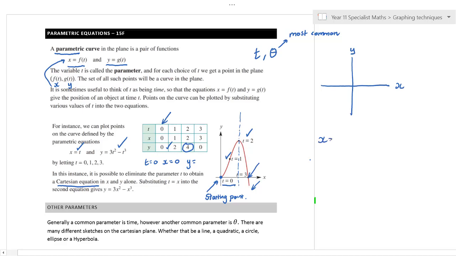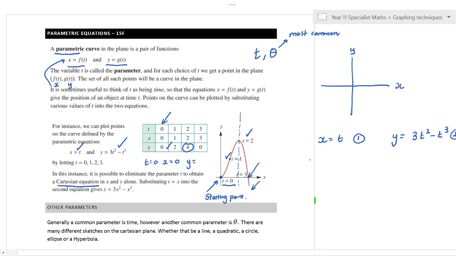So x is equal to t. I'm going to label that equation 1. And then y is equal to 3t squared minus t cubed, and I'm going to label that equation 2.